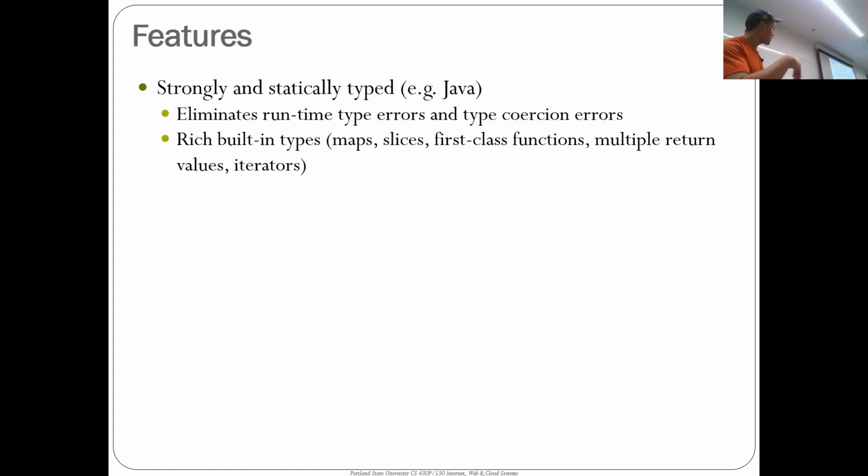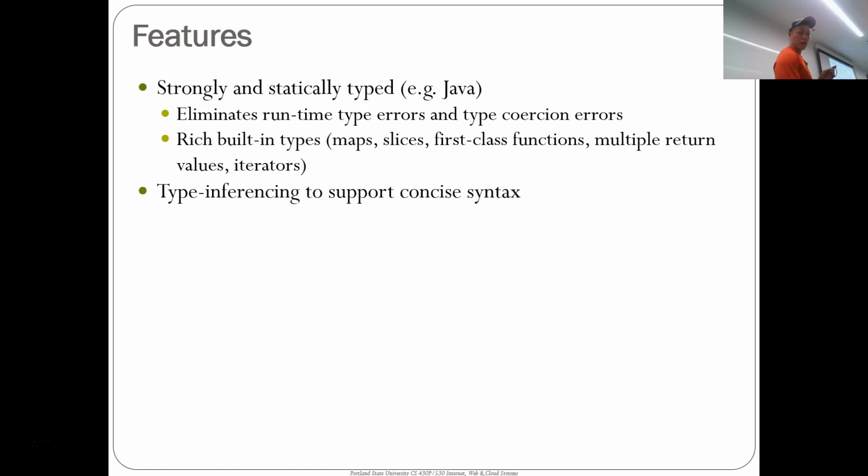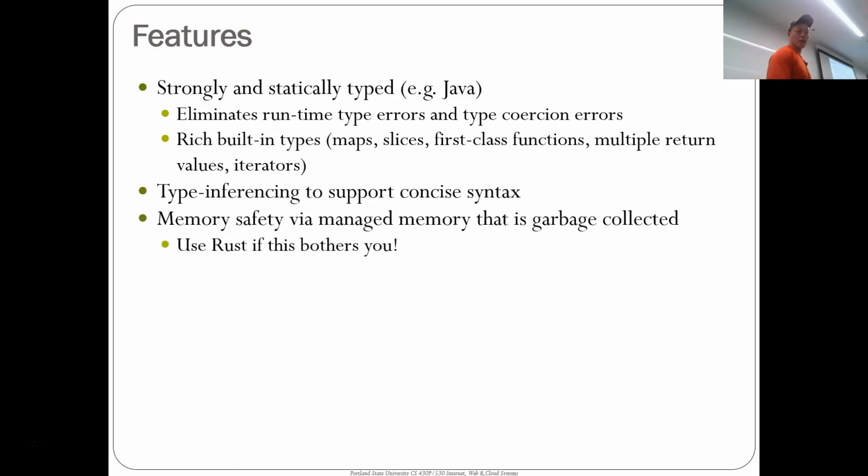Some features: it's strongly and statically typed, like Java is. So this completely gets rid of the runtime errors and the type coercion problems. They wanted to support rich built-in types. So it's not like C and C++ where you basically have to roll your own for everything. In this case, there are maps, there are slices, there's first-class functions. You have functions that can return multiple values rather than the single return value that C would have. You have iterators in Go. So it's really giving you a full-featured language that eventually will compile down to bare metal. It does type inferencing. It gives you memory safety via garbage collection.